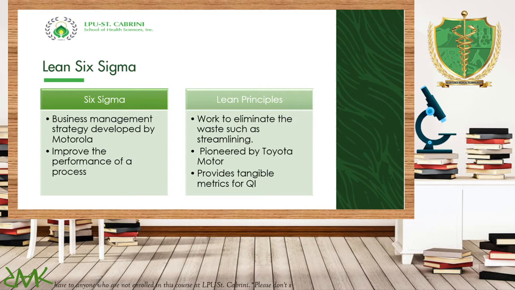Okay, so both Six Sigma and Lean principles deal with how we are going to improve, and take note, guys, that Six Sigma improves the performance of a process by identifying and eliminating the causes of defects and errors in the laboratory or in the institution. Okay, while Lean principles eliminate waste.